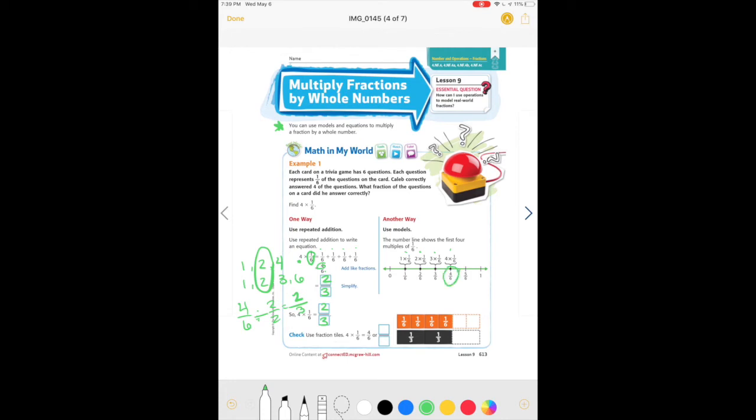To check, you use fraction tiles. 4 times 1/6 equals 4/6, or remember we did 2/3 when we simplified it. So they drew out a fraction bar, divided it into 6 pieces, and colored in 1, 2, 3, 4, and got 4/6.